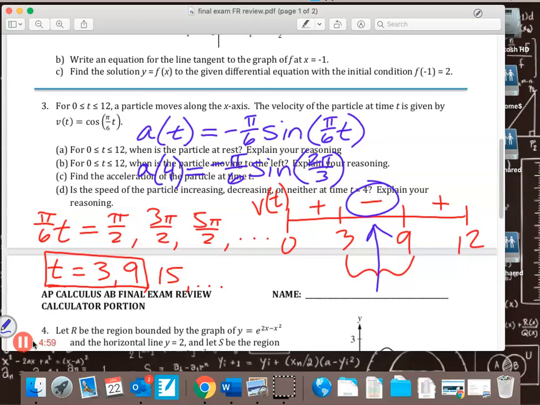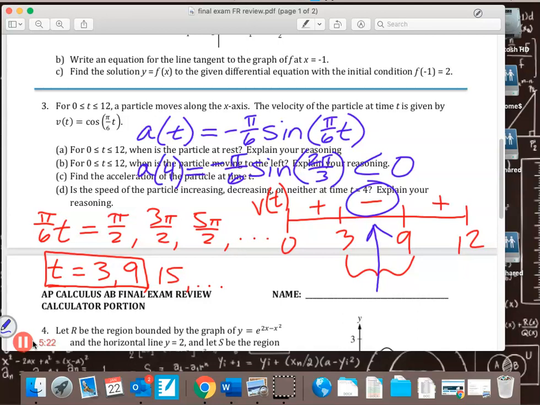Cosine is positive when your x's are positive and negative when your x's are negative. All right, so this one would be positive, but it's a positive times a negative, which means that our a of 4 is also negative. Therefore, our speed is increasing because velocity and acceleration have the same sign, or you could say they're both negative.